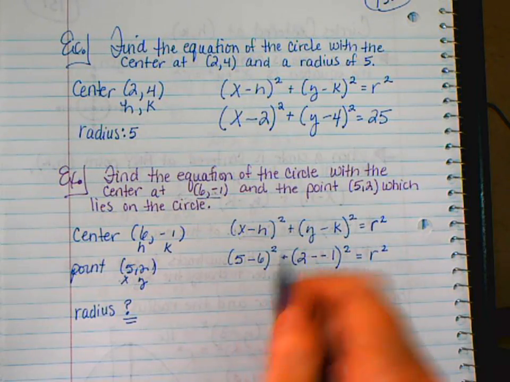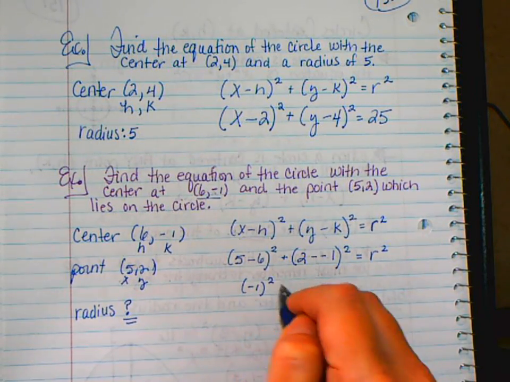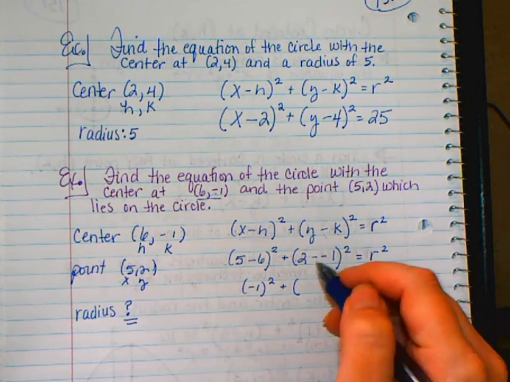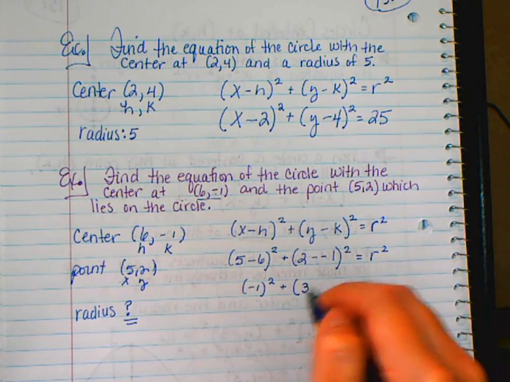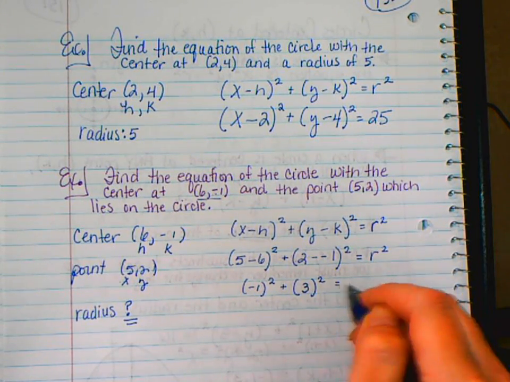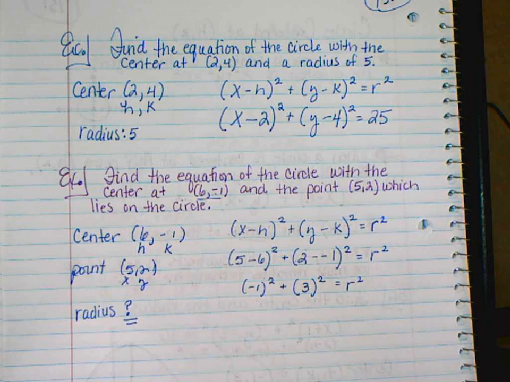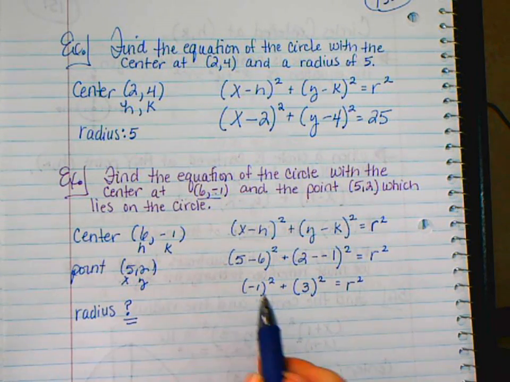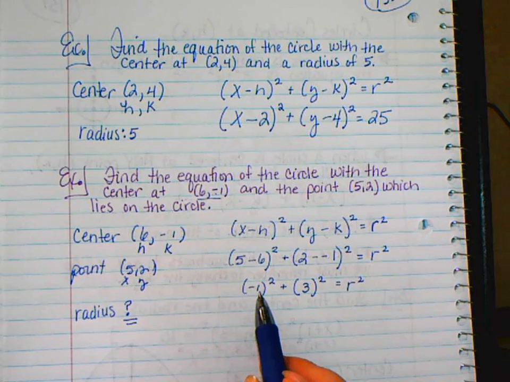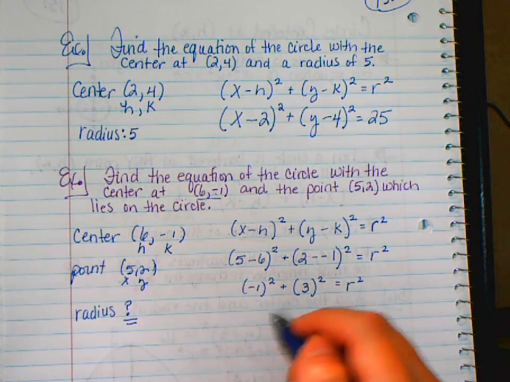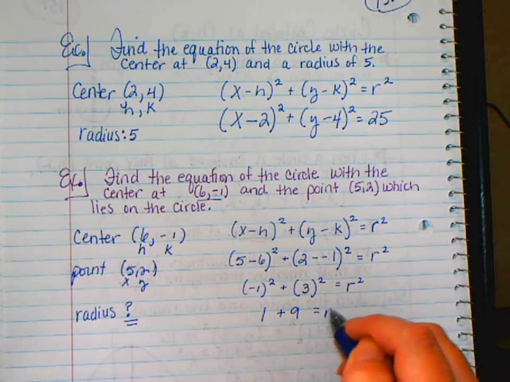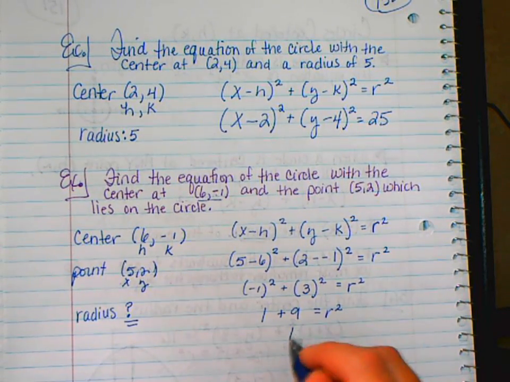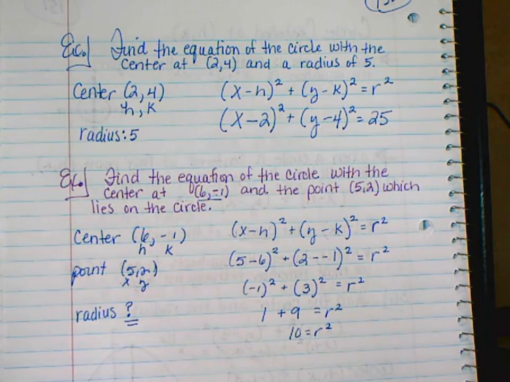5 minus 6 is negative 1, quantity squared, plus 2 minus a negative 1, that is 2 plus 1, which would be 3 quantity squared, equals radius squared. Make sure you square that negative, get a positive. Negative 1 times negative 1 is positive 1, plus 3 squared is 9, equals radius squared. 10 equals radius squared.